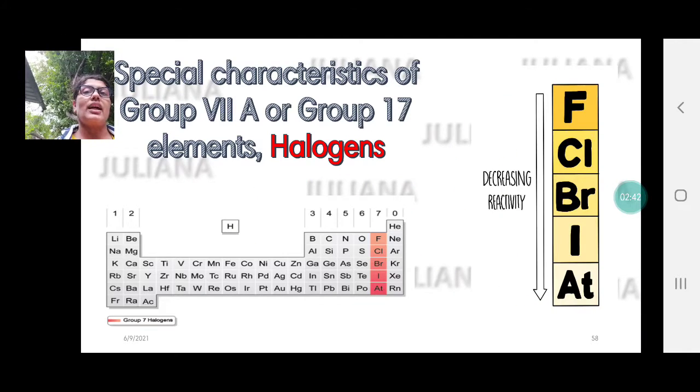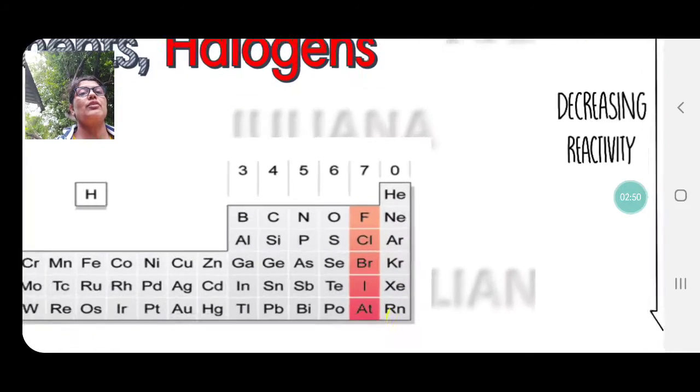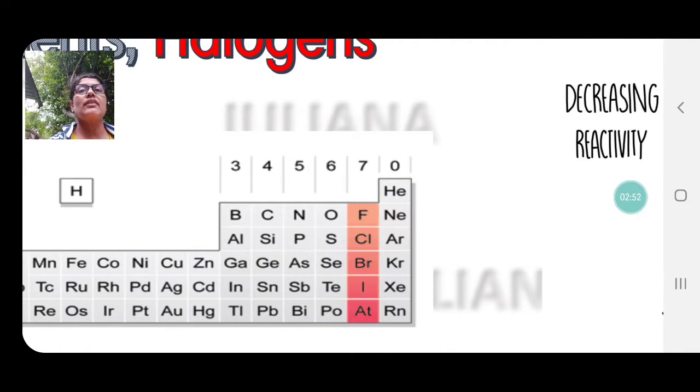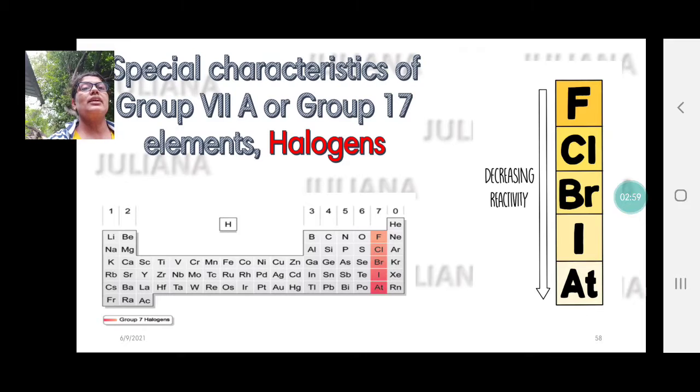Now we come to the last two parts, and that is special characteristics of group 7A or group 17 elements called as halogens. Now here you find all the halogens starting with fluorine. Okay, fluorine, chlorine, bromine, iodine and astatine. Now here you can see an arrow showing decreasing reactivity. As you go from fluorine to astatine, the reactivity becomes lesser and lesser.